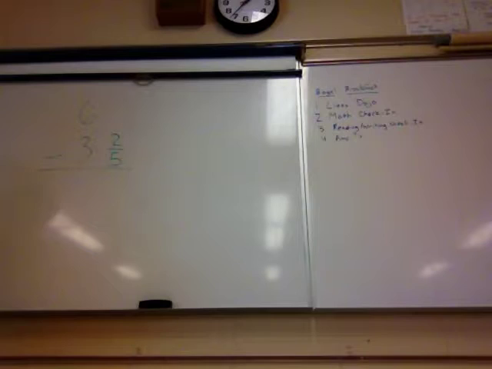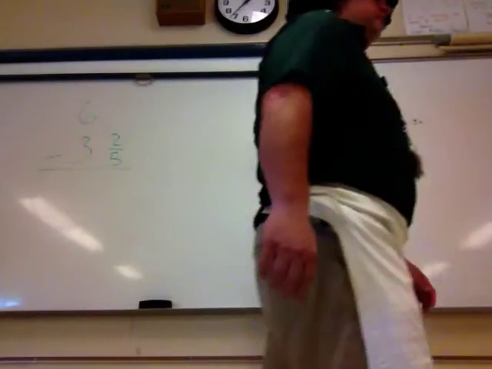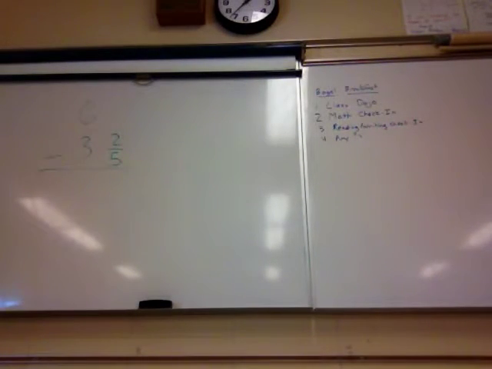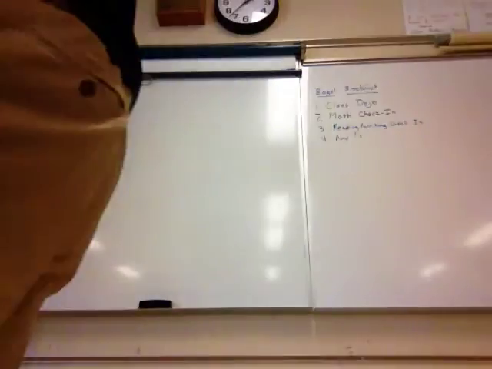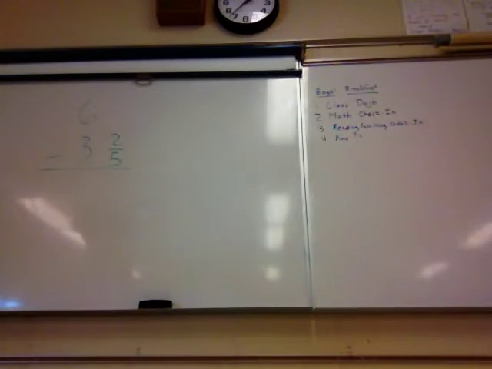3 at the top. What's our denominator? 5. Yeah. Good. You're not done yet, are you? Bingo. So now it's going to subtract 5 minus 2. You understand what we're doing here? Yes.